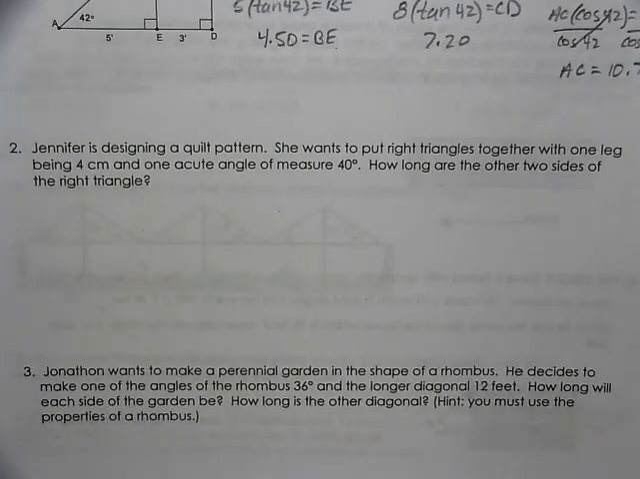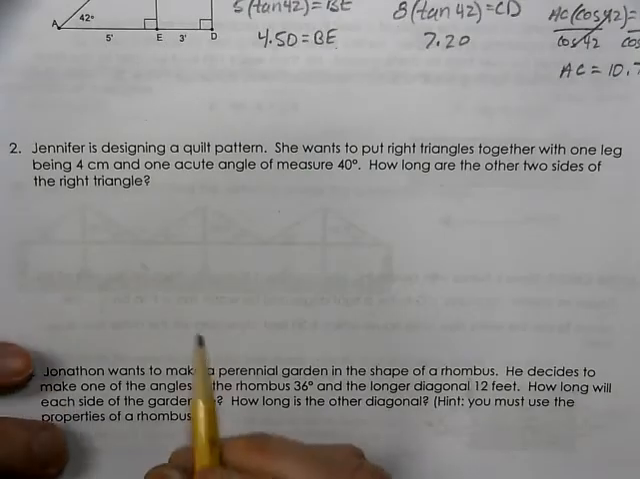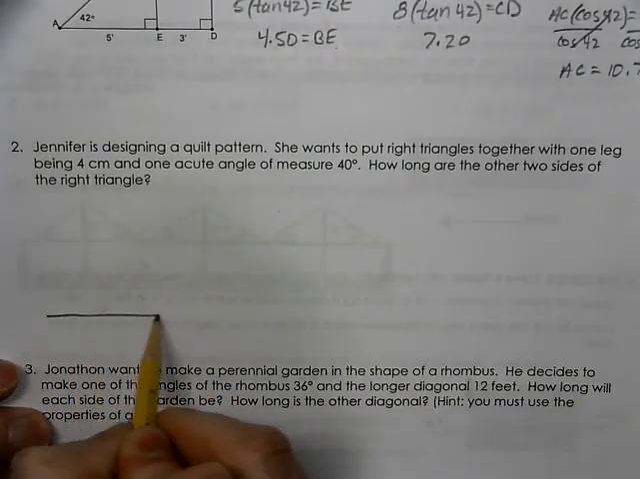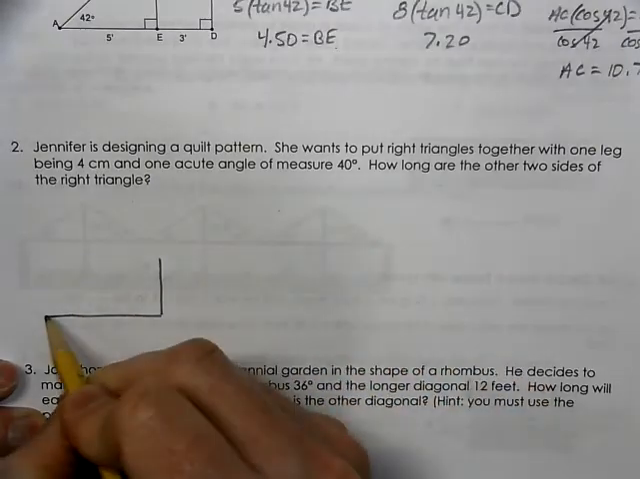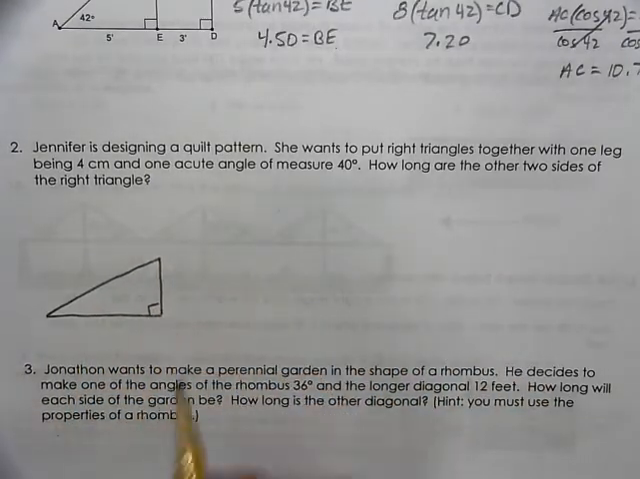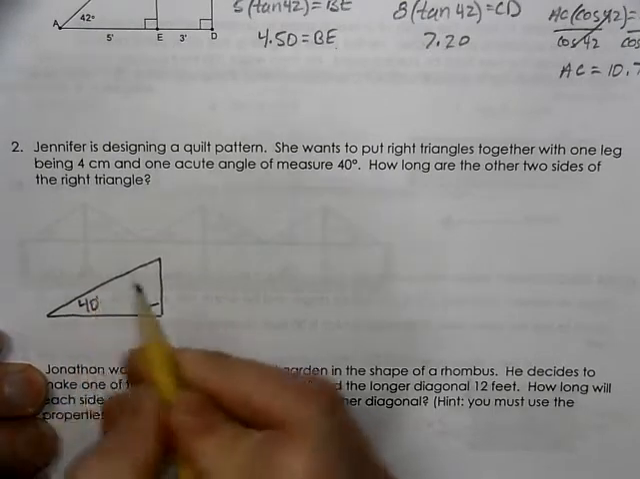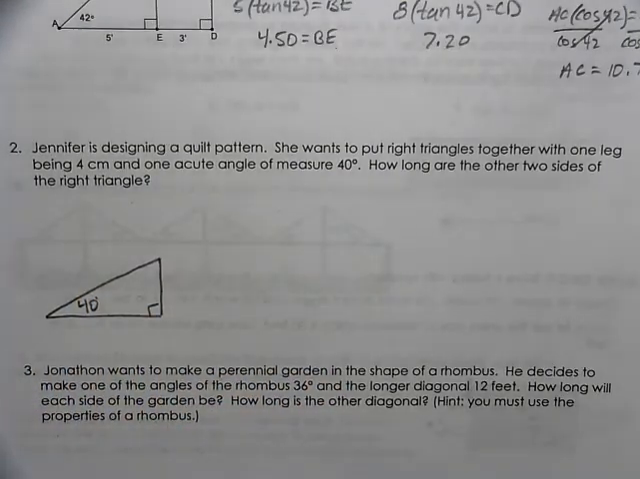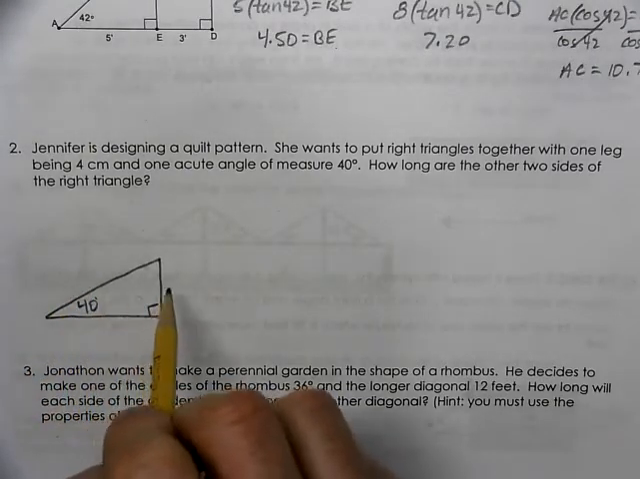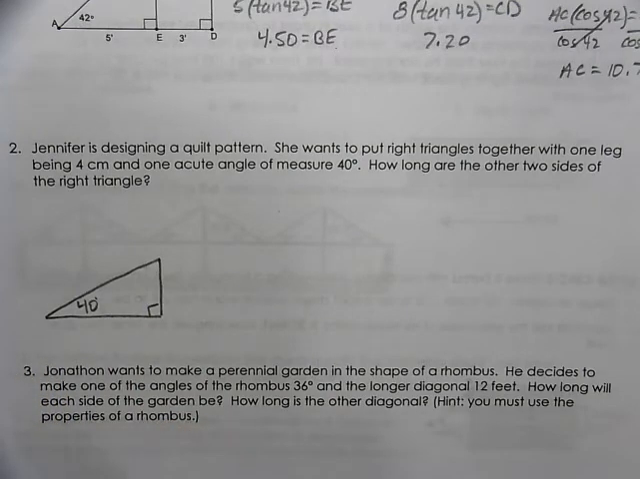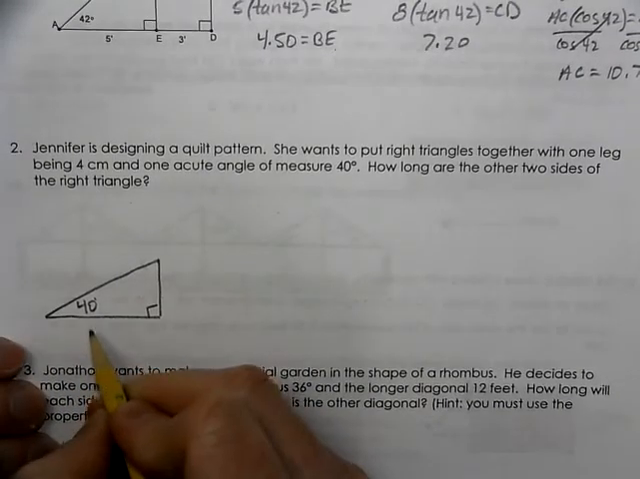Jennifer is designing a quilt pattern. She wants to put right triangles together with one leg being 4 centimeters and one acute angle being 40 degrees. How long are the other two sides? Well, one thing that this hasn't made clear is if the 4 centimeters is the opposite side or the adjacent side. It hasn't made clear if it's the shorter leg or the longer leg, just that it's one of the legs, and it would matter. So just for fun, let's throw it over here.